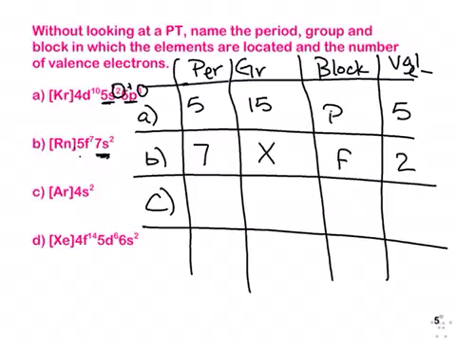What period for letter C? 4. What group? 2. What block? S. You only have that as the option. And then how many valence electrons? 2.